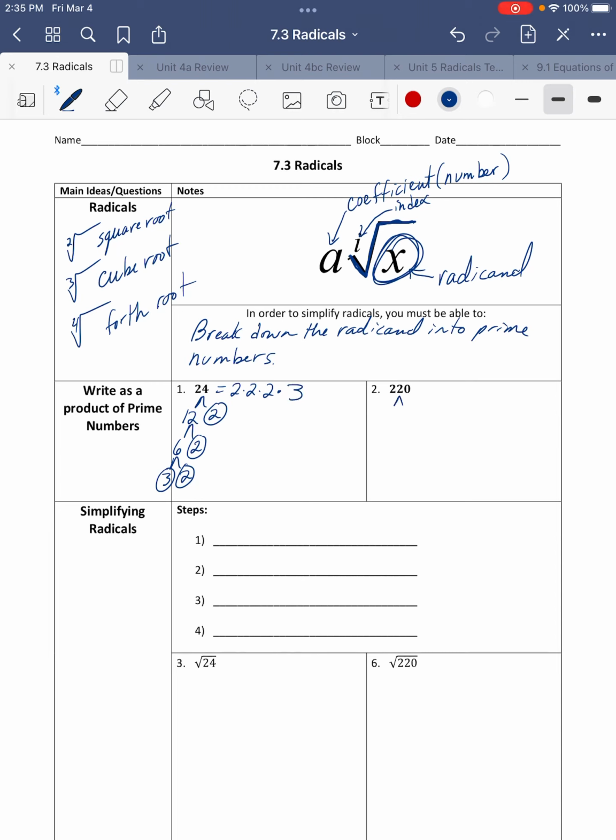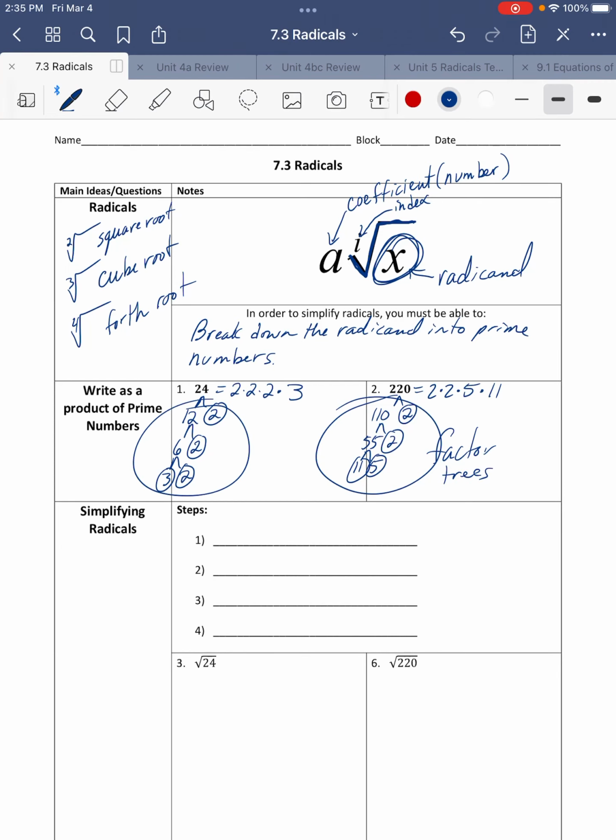220 ends in a 0, so that's an even number, so that's 110 and 2. 110 ends in an even number, so that's 55 and 2. 55 doesn't end in an even number, but ends in a 5, so that is 11 and 5. So the prime numbers to get to 220 are 2 times 2 times 5 times 11. All right, we need to be able to do that today. Oh yeah, and by the way, those are called factor trees.